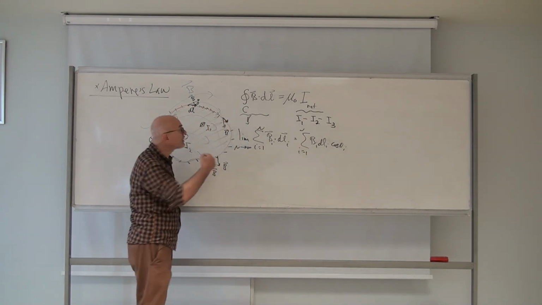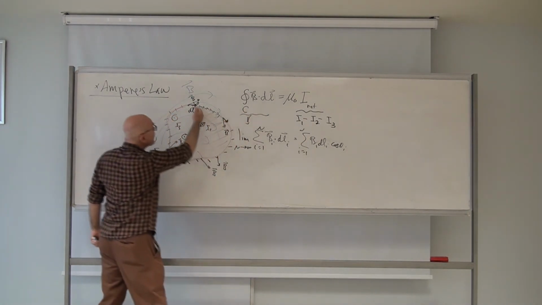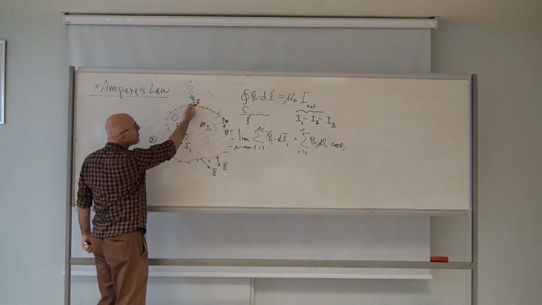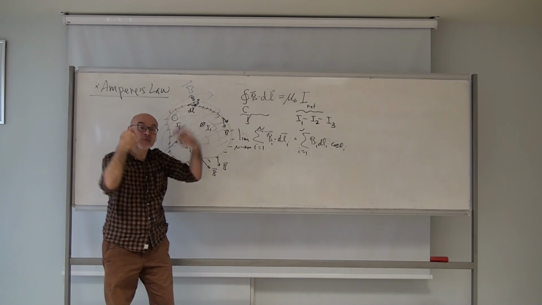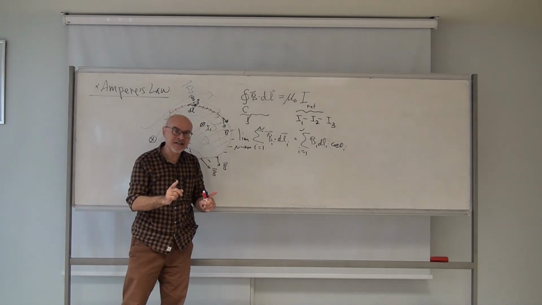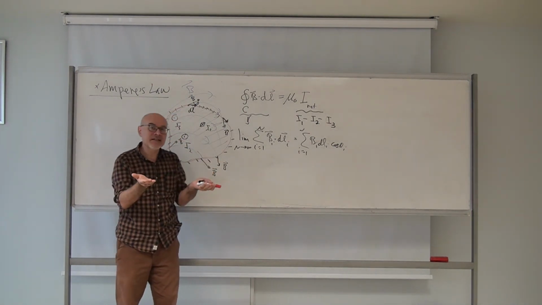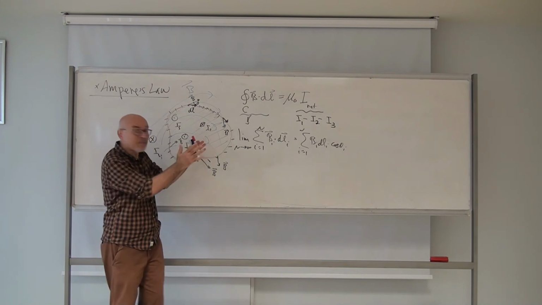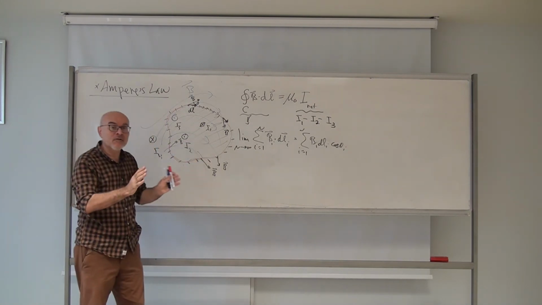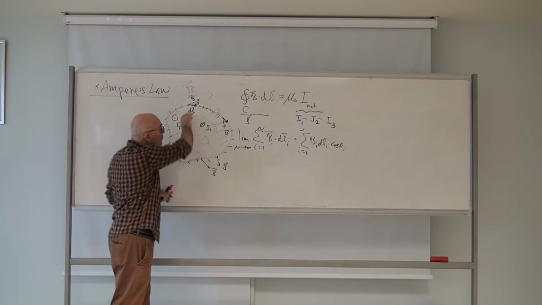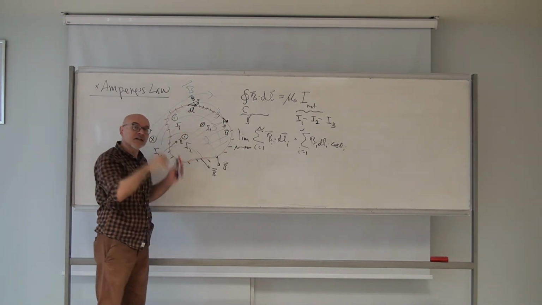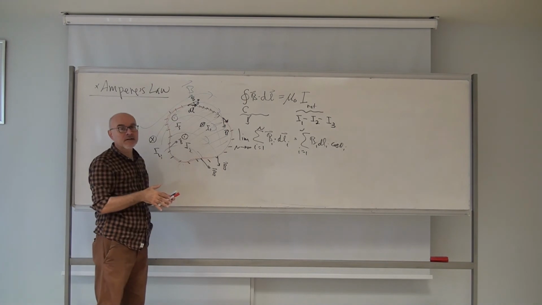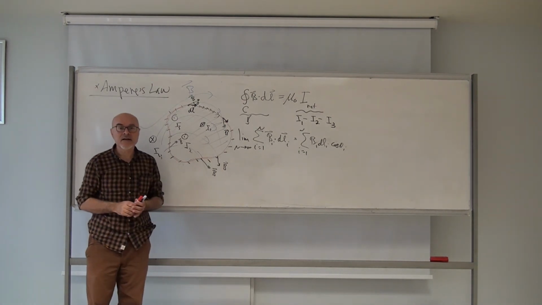Yes, that's true, but when you do this, each dl will be replaced by minus dl. It's opposite. And therefore, the left-hand side will also be multiplied by that minus sign. So the equality remains the same. So this relation is independent of what direction you choose to traverse the contour. The important thing is once you choose it, you stick to it and you evaluate it accordingly. Okay? So this is Ampere's law.